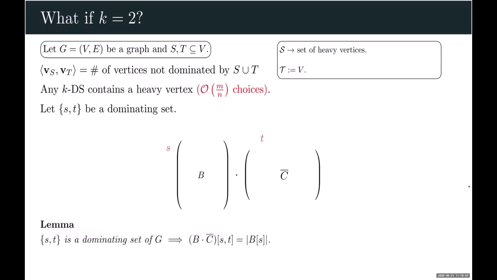Yeah. So if S, T is a dominating set of G, then the corresponding entry S, T in the product matrix is precisely equal to the number of non-zeros in the corresponding row of S in B. Okay, does this make sense? Any questions at this point? Cool. It turns out that we can also prove the other direction, and these two conditions are equivalent. So we can tell if something is a dominating set by just looking at the product matrix of B and C bar. If the corresponding entry S, T is equal to the number of ones in the row S, then this is a dominating set. Otherwise, it's not.